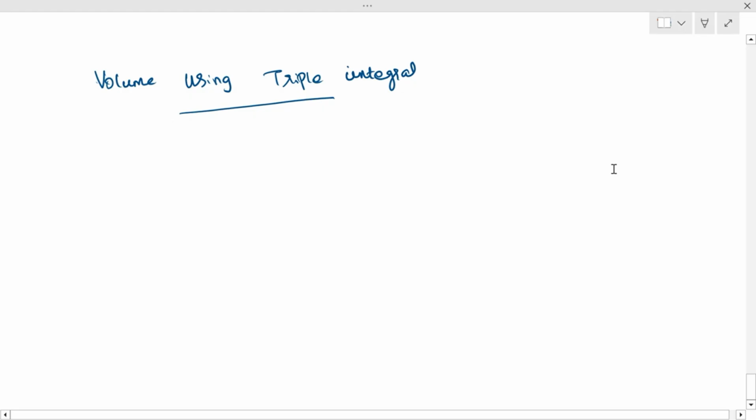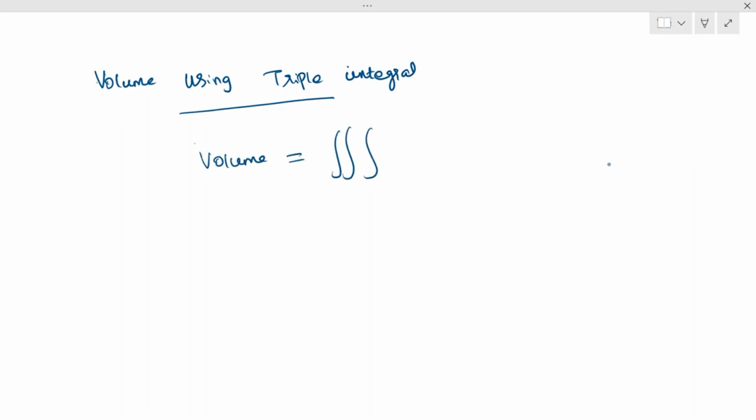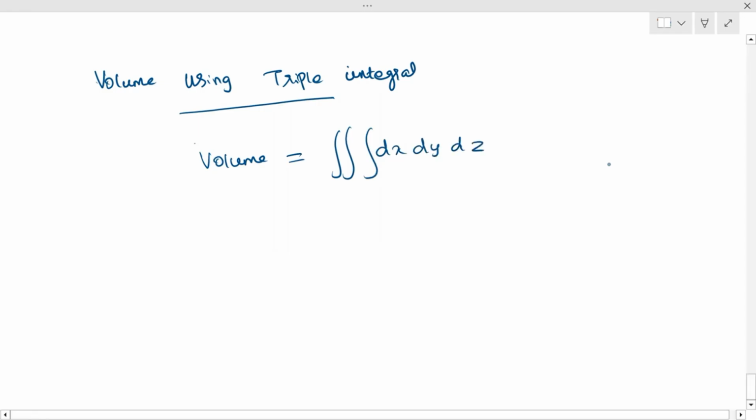Here, one of the important applications of triple integration is to find the volume. The formula to find the volume is triple integral dx dy dz. Triple integral can be used to evaluate the volume of a finite region in space.